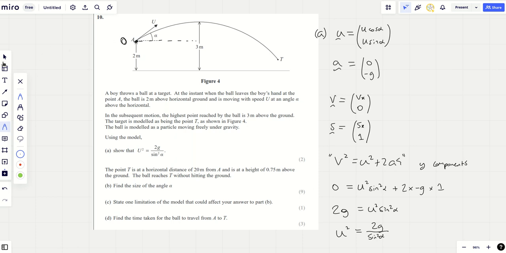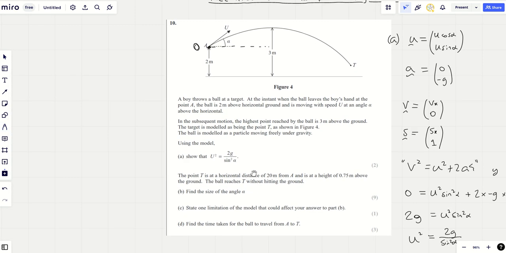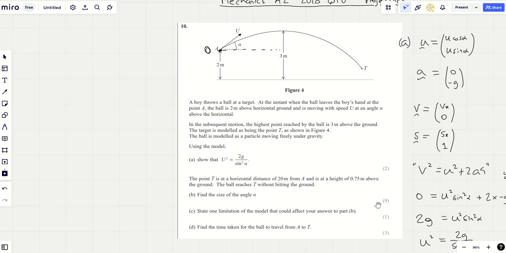Part b looks a lot more challenging because we've got to find the size of angle alpha, and I'm really saying it's challenging because it's worth 9 marks. But it does give us some more information here. It tells us it's a distance of 20 meters horizontally. That's clearly very useful. And it's 0.75 meters above the ground, which means it's minus 1.25 below where it started, and that's what I'm going to need to use. So, okay, once again, I'm just going to write down everything I know. u is u cos alpha, u sine alpha.